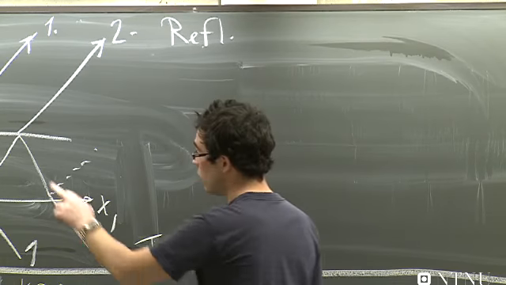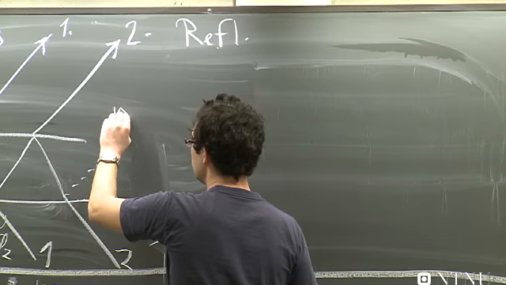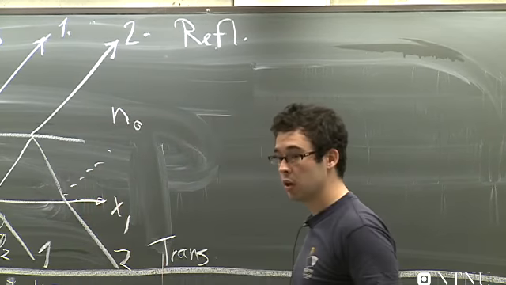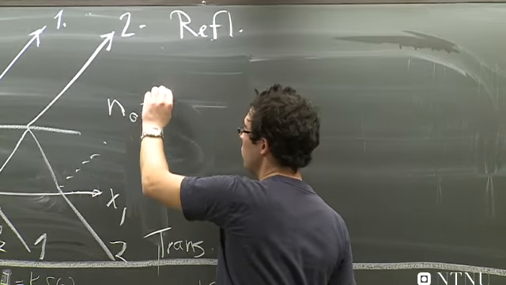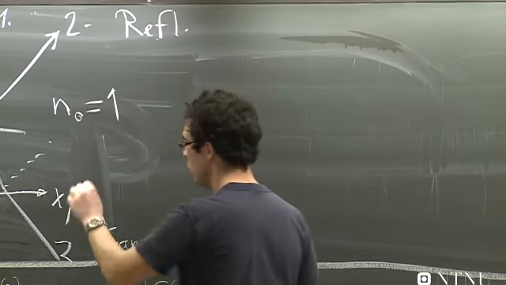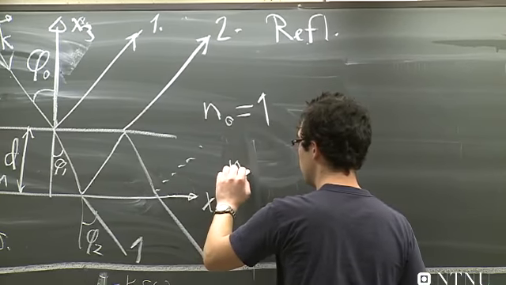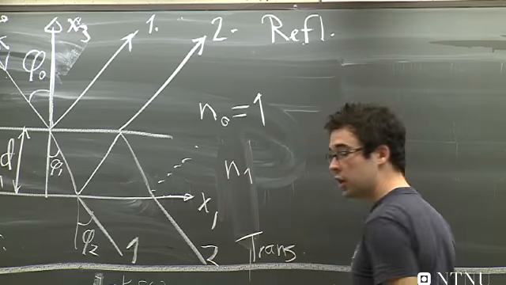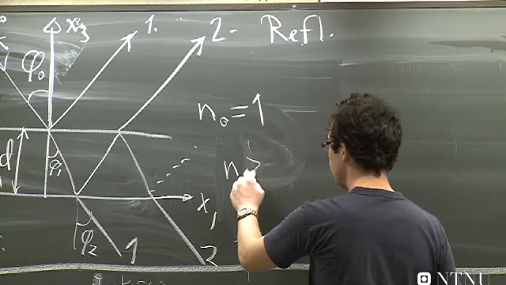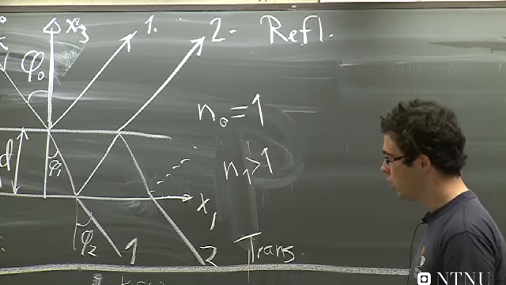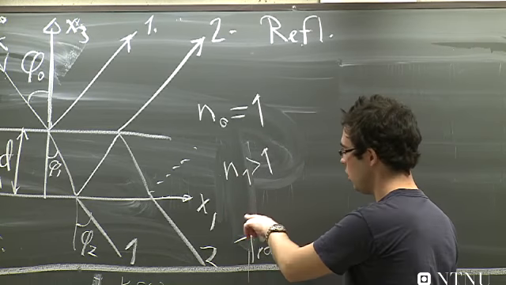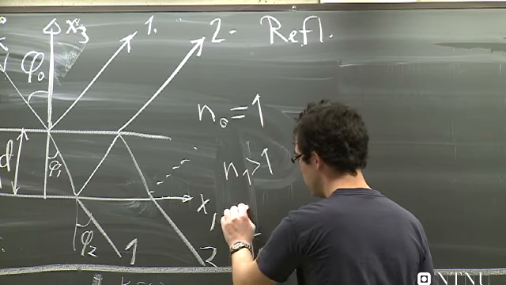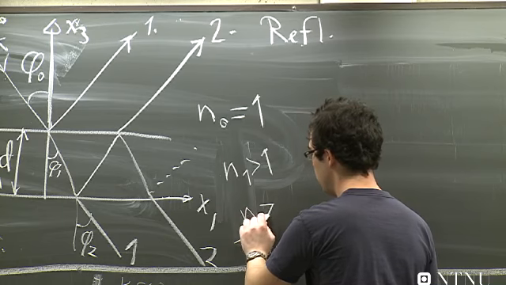Yeah, so we have some index of refraction, which I'm going to use from now on. In air, it's equal to 1, to a good approximation. In the film, we have some index of refraction which has to be greater than 1. And in the substrate, we also have some index of refraction which is greater than 1.